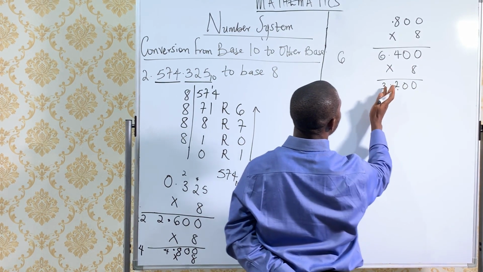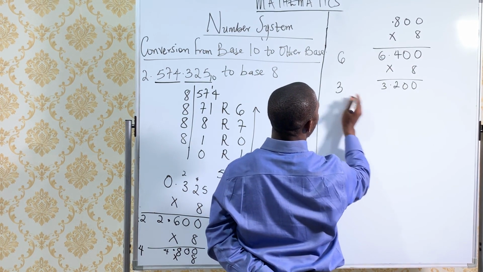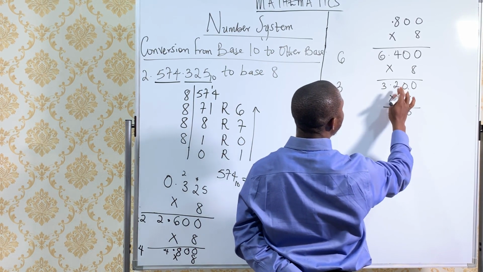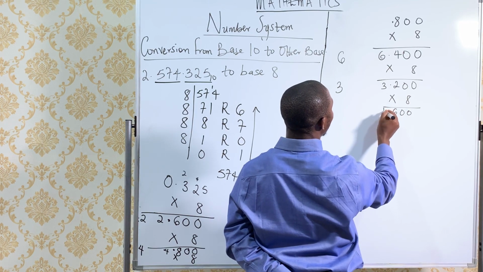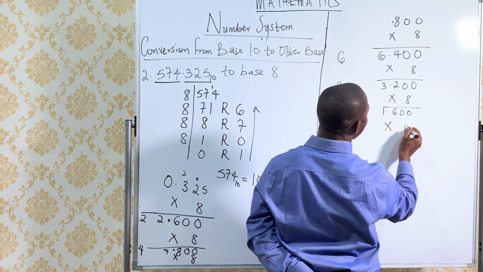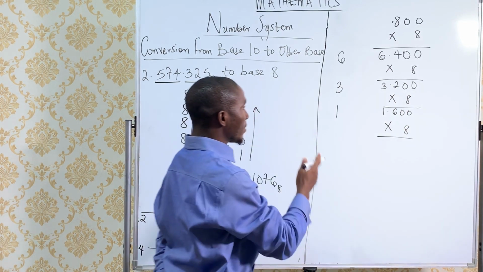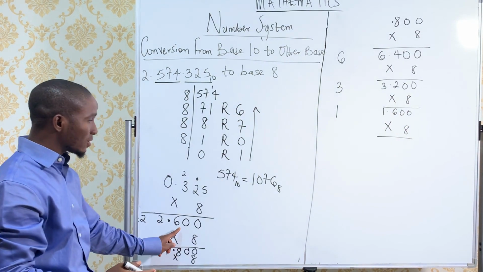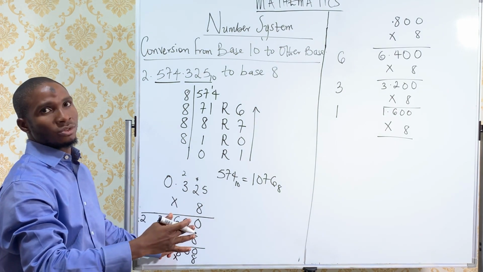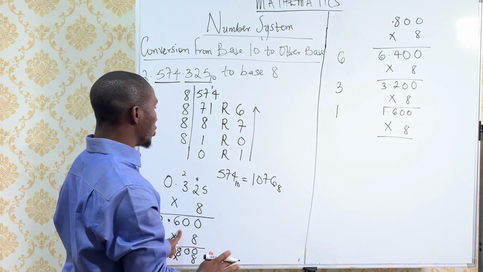So we have 3 point something, so we also bring down 3. Then we multiply again with 8. 0, 0. 8 times 2 is 16. Then we carry 1, so we bring down 1. We continue again times 8. Now, you notice something here: when you are multiplying by 6, you can see that it has come back to this. So the whole process will just continue, and you can decide to stop at this stage.